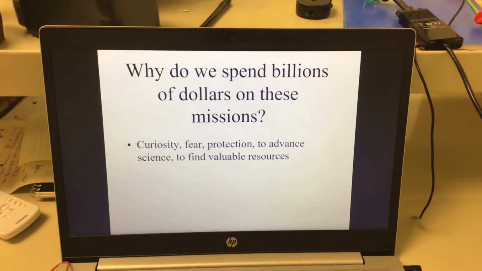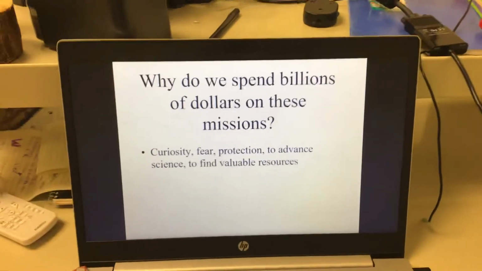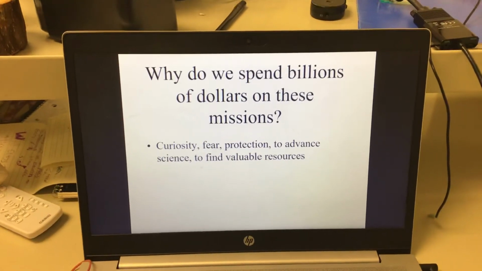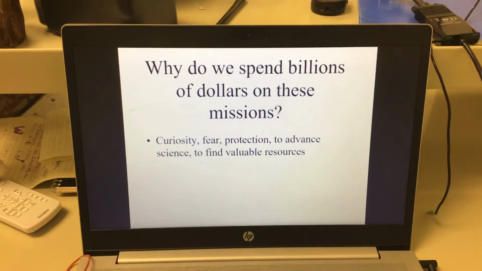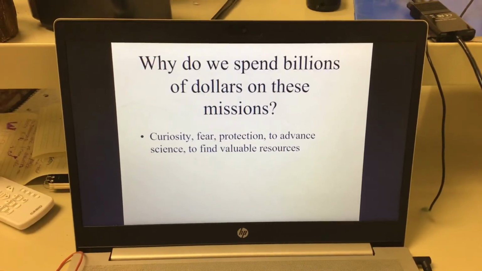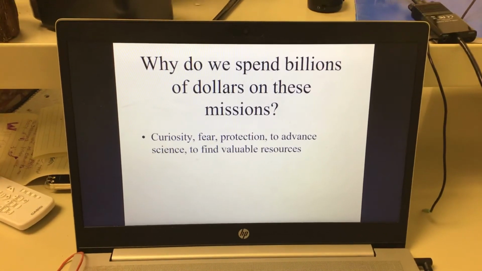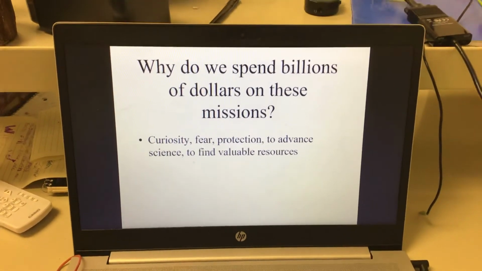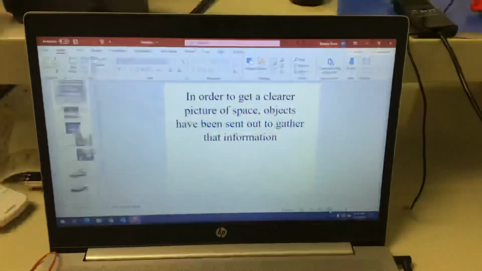People might ask, why spend billions of dollars on these missions to Mars and the moon and things like that? Humans have always been curious creatures. We want to know what's out there. Another is fear. Is there something out there that we should be worried about, aliens or something? Protection kind of goes with that. You're always looking to advance science and find valuable resources. That is all.